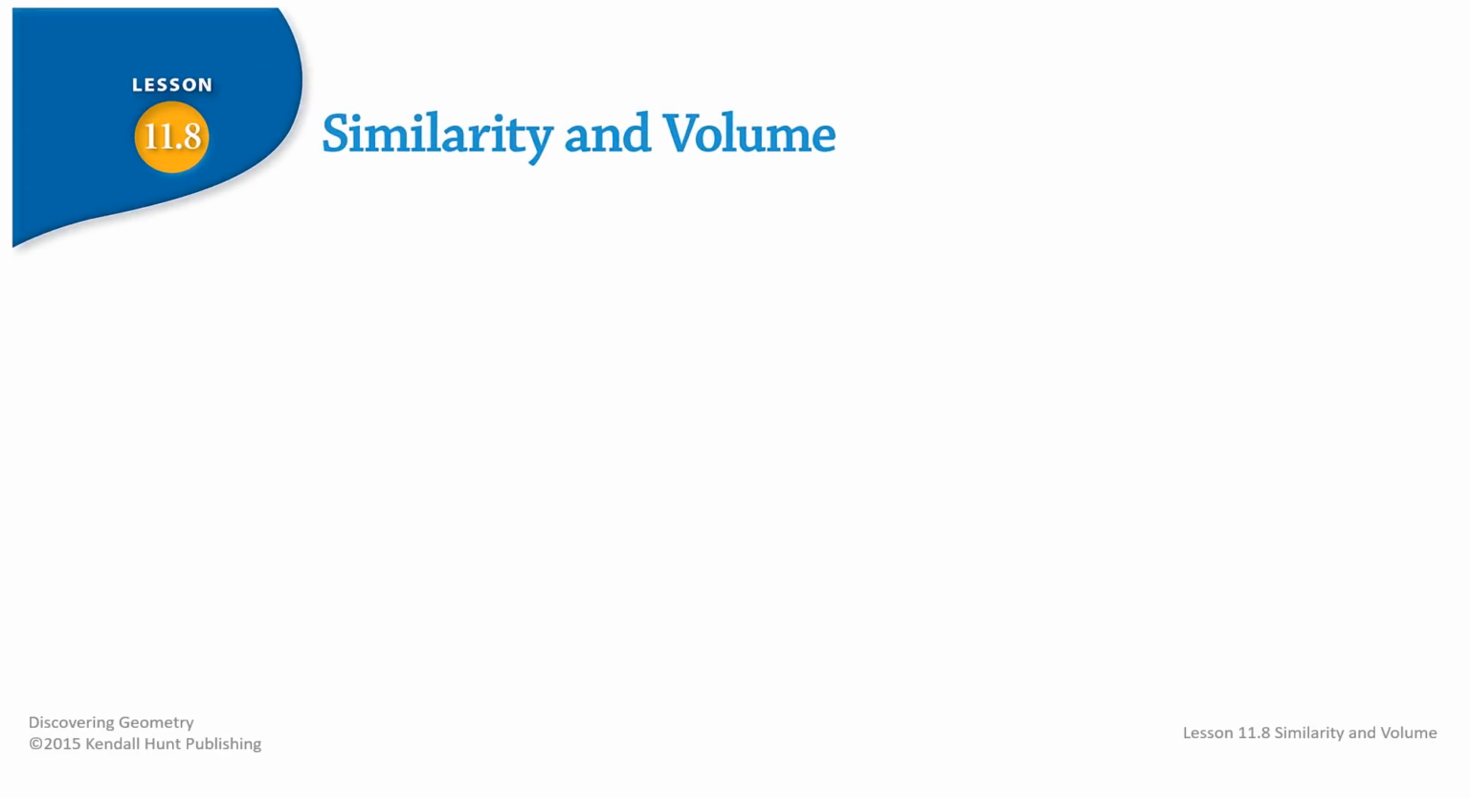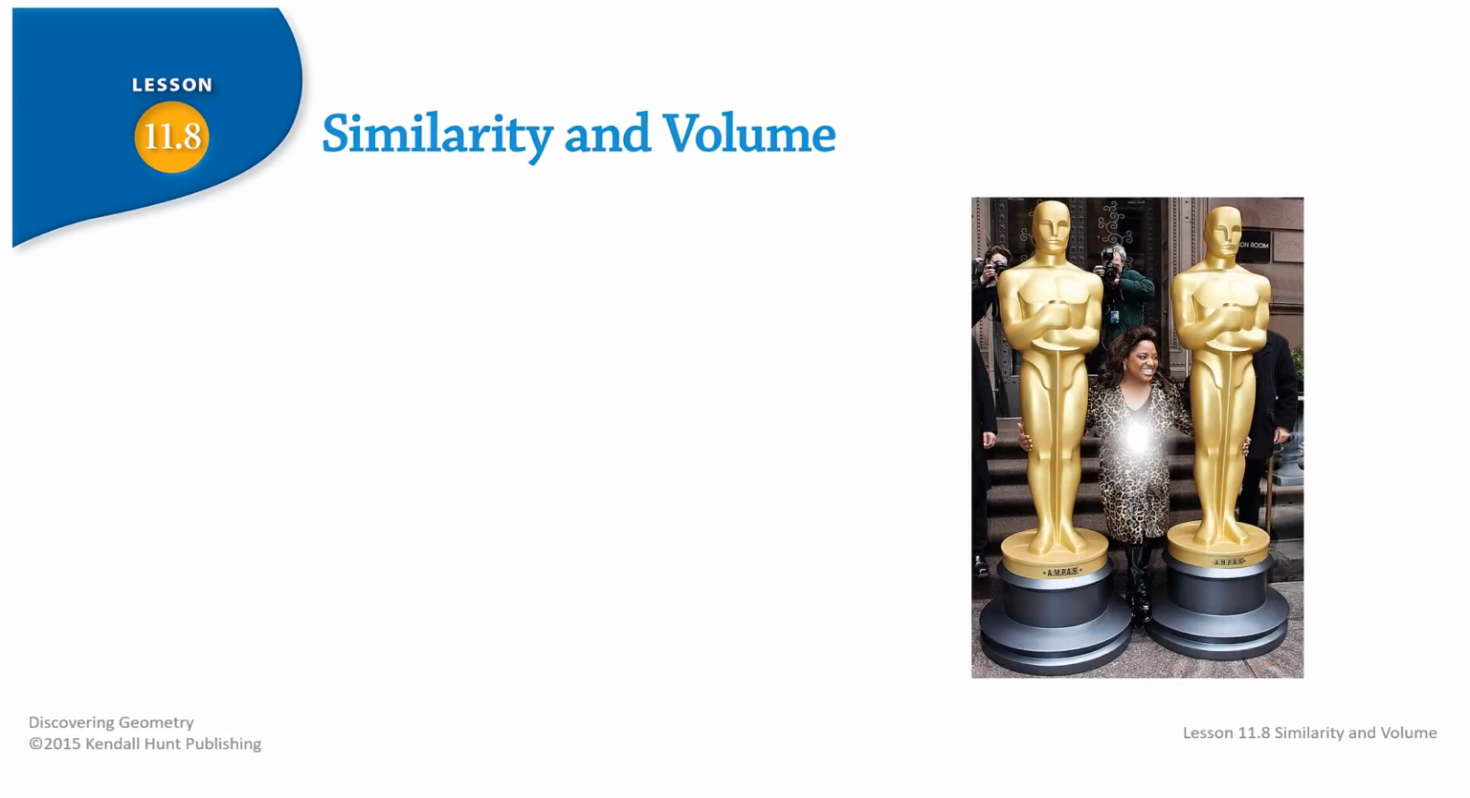Okay, today we're going to talk about similarity and volume. Now, when we talked about similarity and area, we talked about how, when you have area, it gets bigger faster by square units. Well, in volume, we have pretty close to the same thing, except there's a little bit of a change.